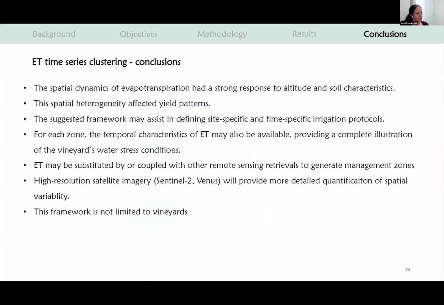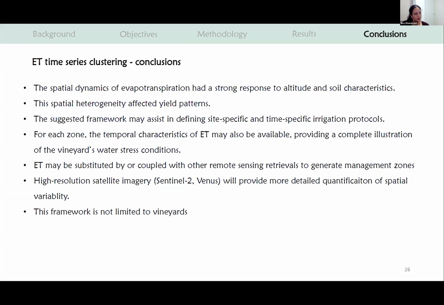So yeah, I'm getting to the end. Soil characteristics were strongly associated with this spatial pattern of evapotranspiration management zones, and also with the yield patterns. This is the first time, I think, that we not only get the spatial characteristics of the field, but also the temporal patterns of each management zone, which could be quite helpful.